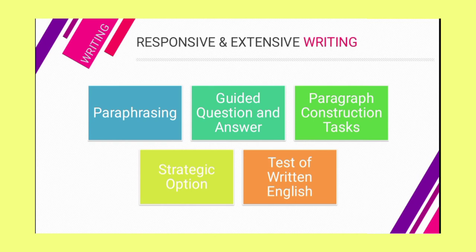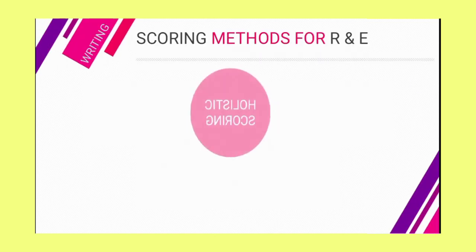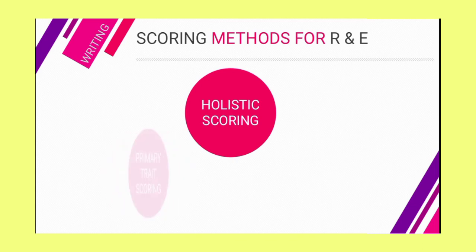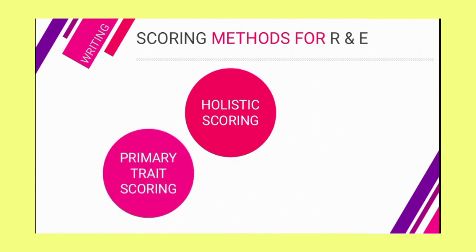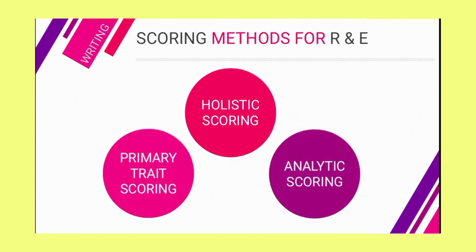Well, after we have known about the definition and also the kinds of the activity in the responsive and extensive writing, now let's move to the scoring method for responsive and extensive writing. Here are three kinds of scoring methods: holistic scoring, primary trait scoring, and analytic scoring. The first is holistic scoring.